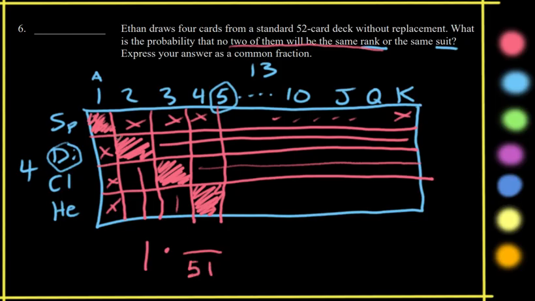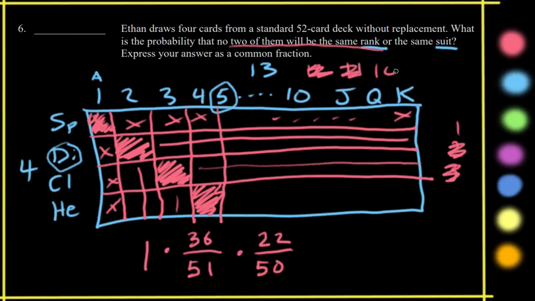And what is it going to be? There's 3 suits left that he can pick, and there's 12 ranks left that he can pick. So it's 36 over 51 is going to be the probability that he doesn't have any duplicates after his second draw. And then for his third draw, there's only going to be 2 suits left, and there's going to be 11 ranks. So that's going to be 22 over 50, because there's only 50 cards left now that he's taken these 2 cards out. And then once he's picked those 3, there's only 1 suit left that he can pick, and there's 10 ranks left that he can pick.